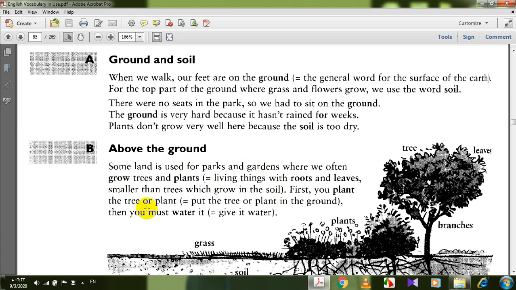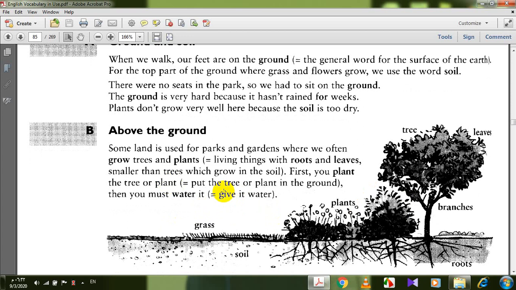First, you plant the tree or plant. What is the meaning of plant? Put the tree or plant in the ground. This is the meaning of plant as a verb. Then you must water it. Give it water. Water it as a verb also. So you plant something first of all, then you water it. Notice here that we can use plant and water as verbs and nouns.